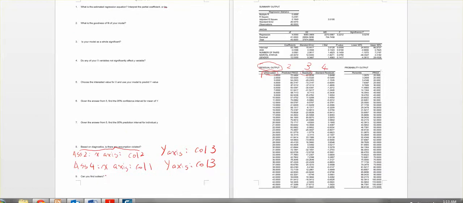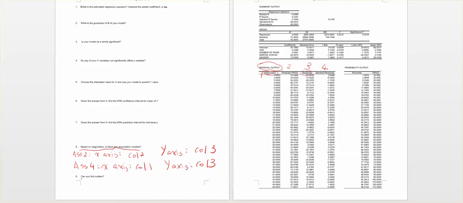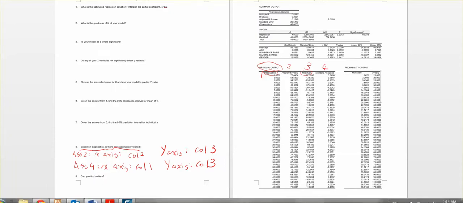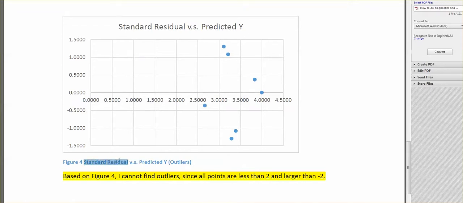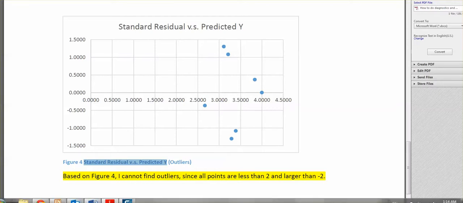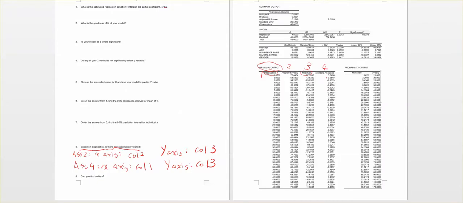So how about the last question? Can you find outliers? How can you find outliers? Use a plot. First, let's get familiar with the name of the plot. It is called the standard residual versus predicted y-value plot. So how can we get this plot? After we get our Excel output, again, we have this area, residual output. In order to test for outliers, we will use the predicted y versus standard residual.